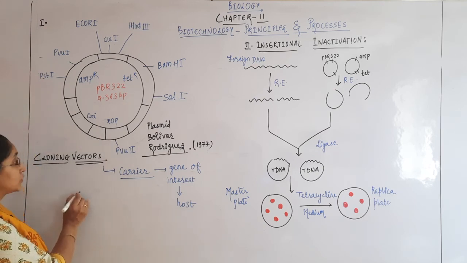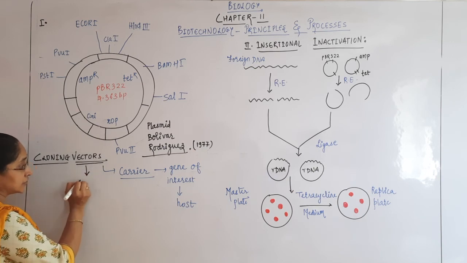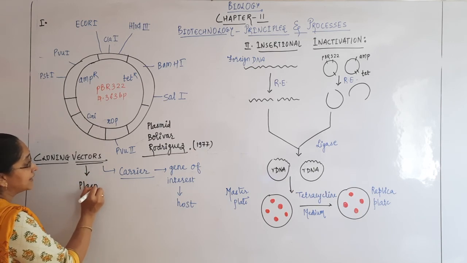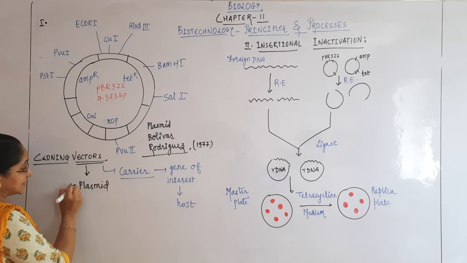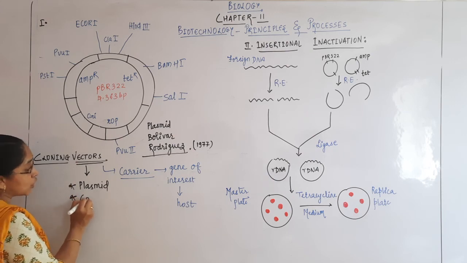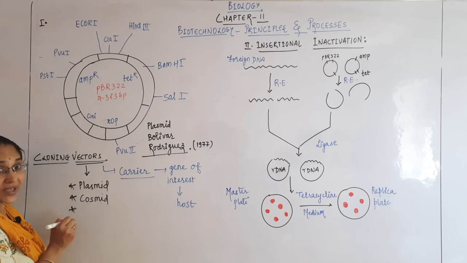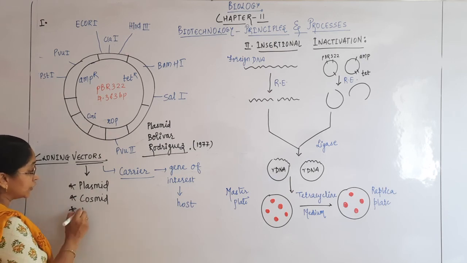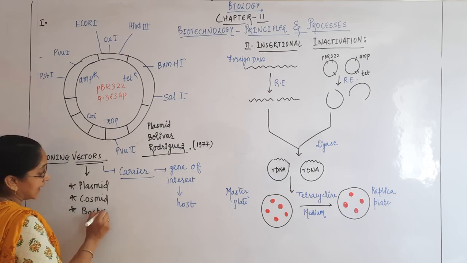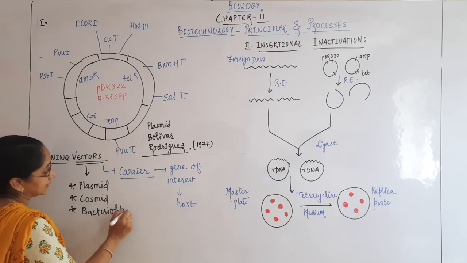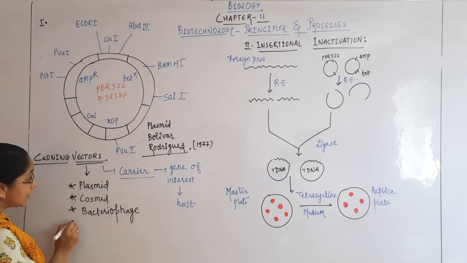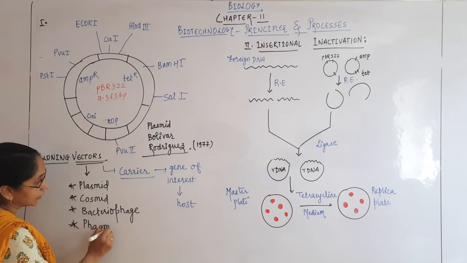So, when we talk about vectors, a variety of vectors can be used. For example, we can have plasmid as the vector. We can use cosmid as the vector or the cloning vehicle. We can also use bacteriophage, that is, viruses which infect the bacteria, as cloning vectors. We've also got phagemid, which can be used as a cloning vector.